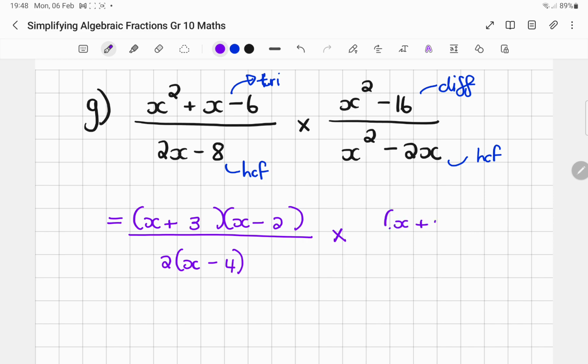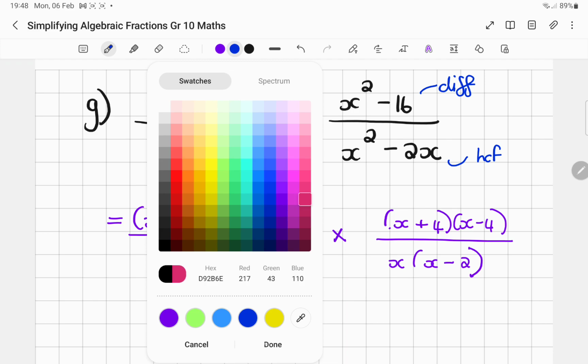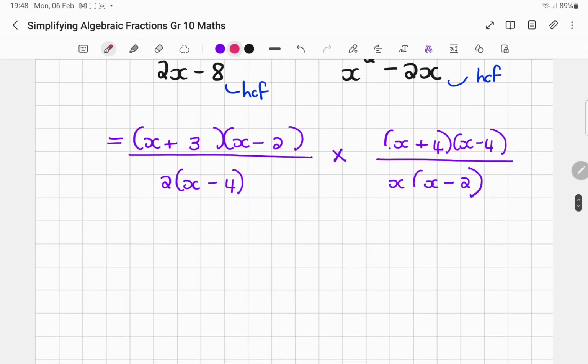Times x plus 4, x minus 4. Difference of two perfect squares. And over here, I'm going to take out an x, and I'm left with x minus 2. And now the fun part starts. Okay, you can cross cancel, like that, or like that. Or you can cancel upstairs, downstairs, but you can never cancel next to each other. Never next to each other. Okay, so the x minus 2 cancels with that x minus 2. The x minus 4, x minus 4.